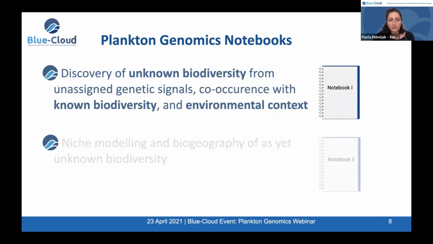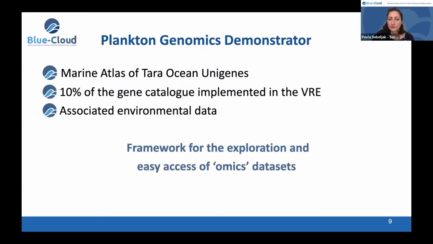So I will now present the sort of data sets that are used as input and the sort of data sets that can be obtained through these pipelines. The Plankton Genomics demonstrator as it is now is based on this marine atlas of Tara Oceans unigenes, which is a huge collection of 116 million genes. What we can implement at the moment in the demonstrator is 10% of the gene catalog. This is implemented in the virtual research environment of the Blue Cloud, and to this we have added the associated environmental data. The aim is to provide a framework for the exploration and easy access of omics data sets.